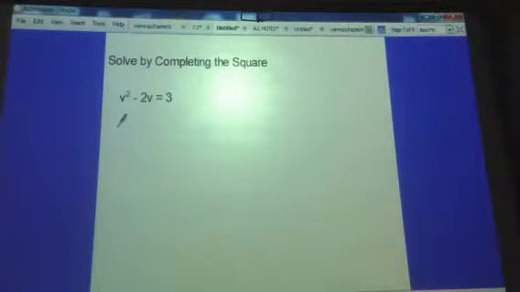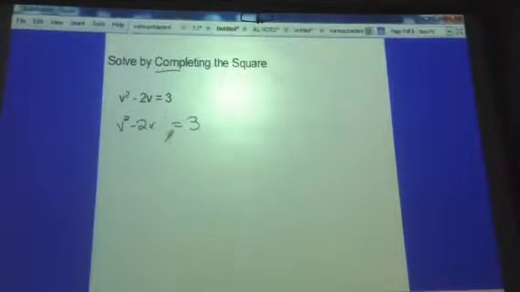What I'm going to do is rewrite this as v squared minus 2v, leave a space, equals 3. Because we're trying to complete the square, I'm trying to add a number here so this entire left-hand side will factor into a perfect square trinomial.